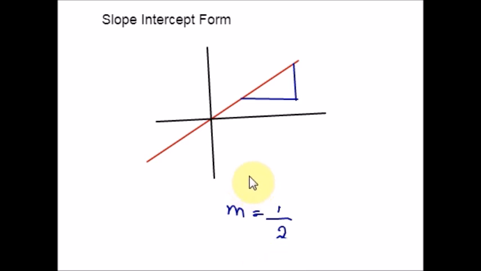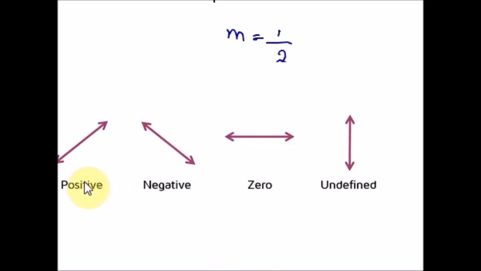The slope of a line also tells us about the direction of the line. We can tell whether the line goes up to the right, down to the right, or if it is a horizontal one or a vertical one. I'll show you the types of slope. Positive slope, negative slope. If it is a horizontal one, it is a zero slope. A vertical one is an undefined slope. So this is all about the slope.